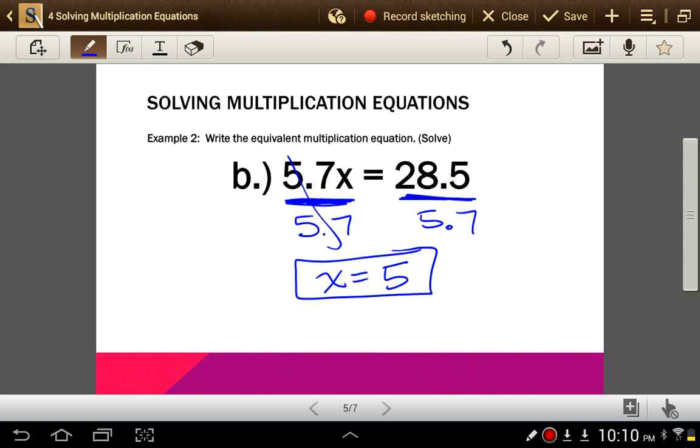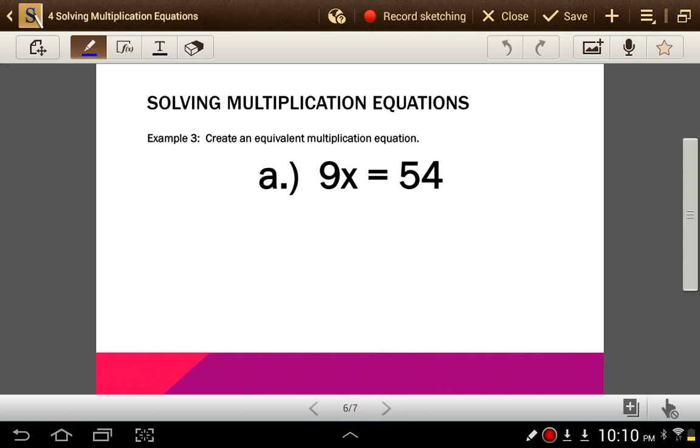And that is how you solve multiplication equations. Okay? I'm going to go ahead and move on to my next example. If you need to pause, go ahead. In example 3 here, I want you to create an equivalent multiplication equation. So in order to create one, I first have to figure out what x equals. Again, I'm going to divide both sides by 9, and that's going to tell me that x equals 6. That's not my answer. I just need to find that to use it to find my answer.